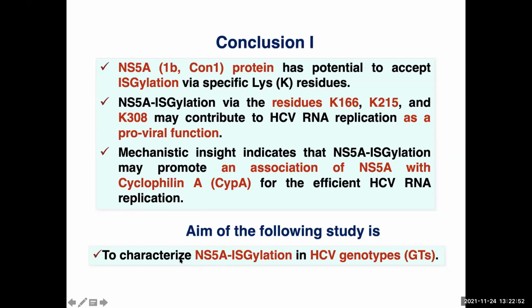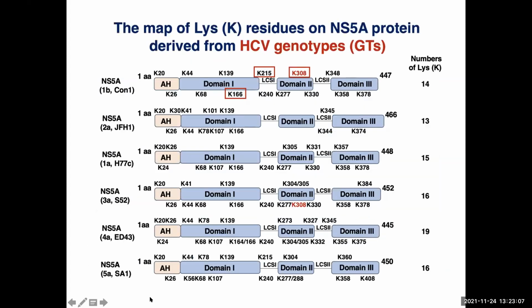And HCV has many genotypes, and we ask a question: whether this mechanism is also important in different HCV genotypes. So this cartoon shows the NS5A protein of genotype 1B, 1A, 2A, 3A, 4A, and 5A. And each NS5A protein carries 14, 13, 15, 16, 19, and 16 lysine residues.